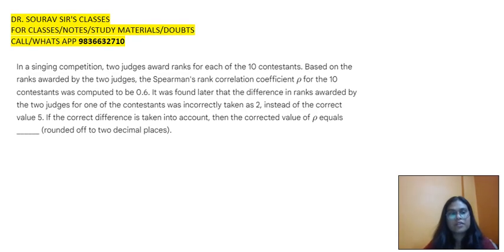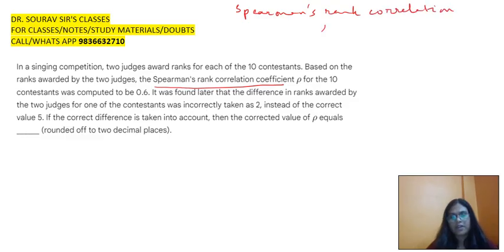Hello students. So today we are solving one statistics question on Spearman's rank correlation coefficient. This is important. Spearman's rank correlation.